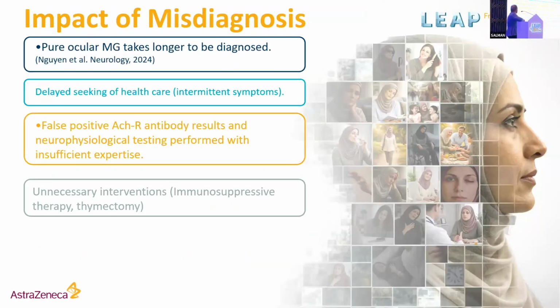So the impact of misdiagnosis, I think, has been highlighted in the previous talk. Pure ocular myasthenia can probably take longer than generalized myasthenia to be diagnosed. Patients may present late because they can ignore their symptoms, because they're intermittent and fluctuating. And we don't have a super sensitive, reliable marker for diagnosis. And this will naturally result in unnecessary interventions, things like surgery, immunosuppressive therapy or steroid therapy, or even thymectomy.